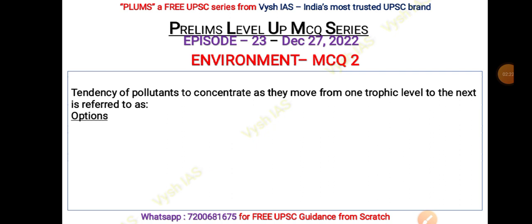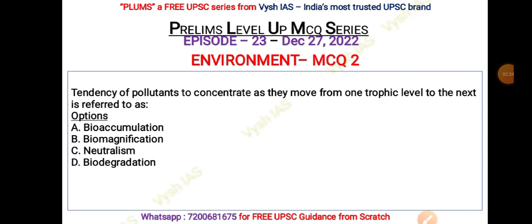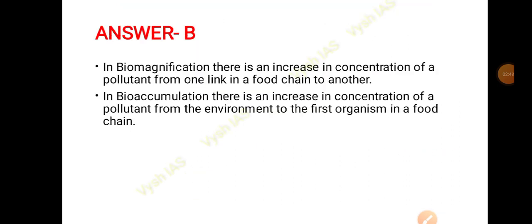Then the MCQ number 2. The tendency of the pollutants to concentrate as they move from one trophic level to the other trophic level is actually referred to as what? So there are options given. Option A, bioaccumulation. Option B, biomagnification. Option C, neutralism. Option D, biodegradation. Pause the video, answer the question. So answer is B. It is actually biomagnification.